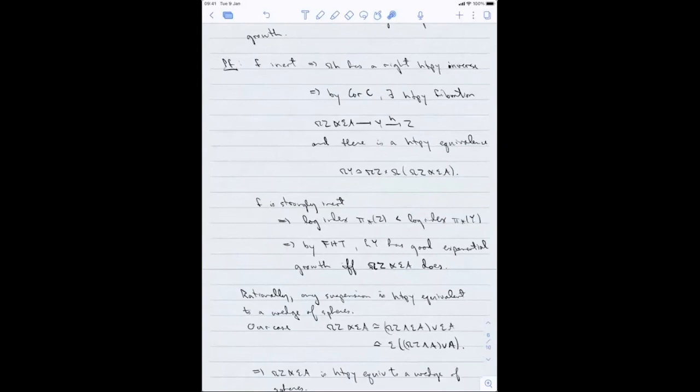Rationally, a coH space is homotopy equivalent to a wedge of spheres. So you get the same thing. Okay, right. Thank you.